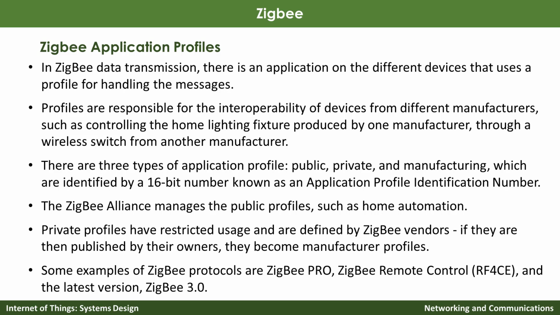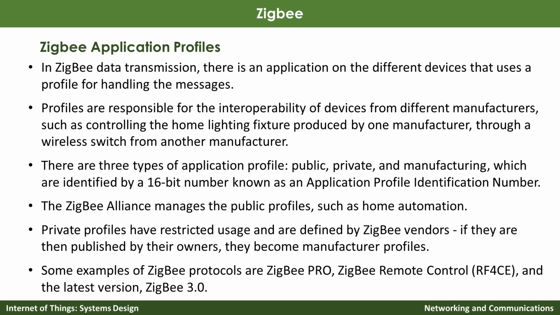There are three types of application profiles: public, private, and manufacturer, which are identified by a 16-bit number known as the application profile identification number. The Zigbee Alliance manages the public profiles such as home automation. Private profiles have restricted usage and are defined by Zigbee vendors. If they are then published by their owners, they become manufacturer profiles.